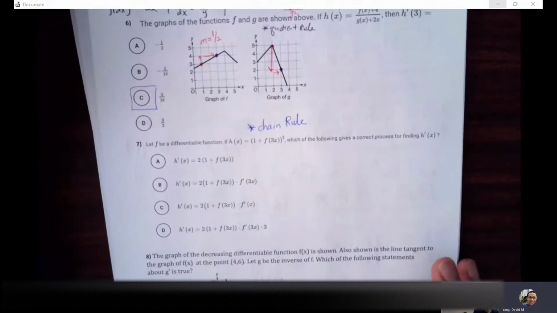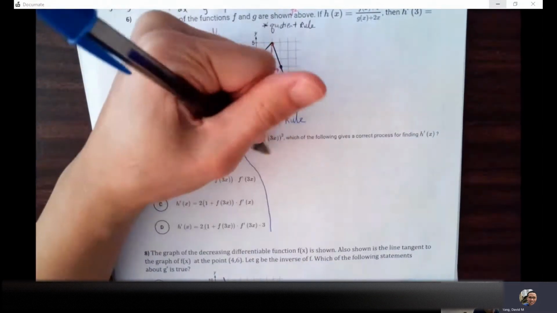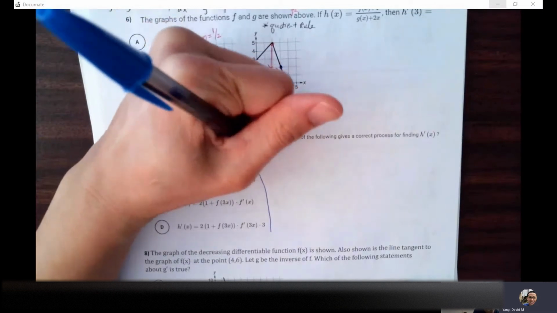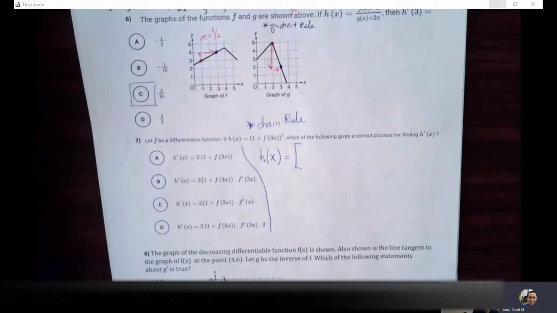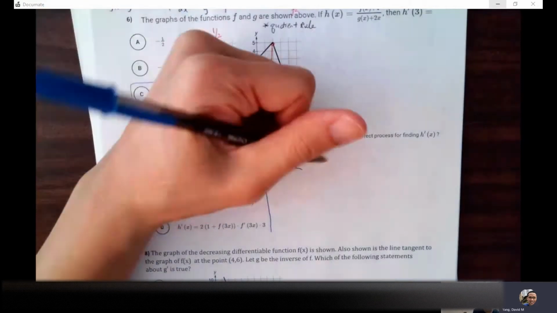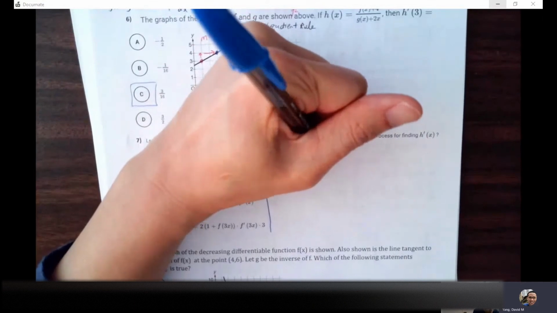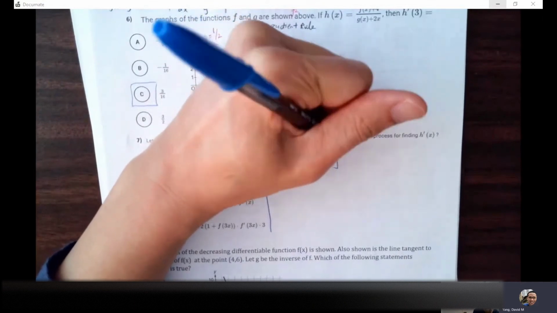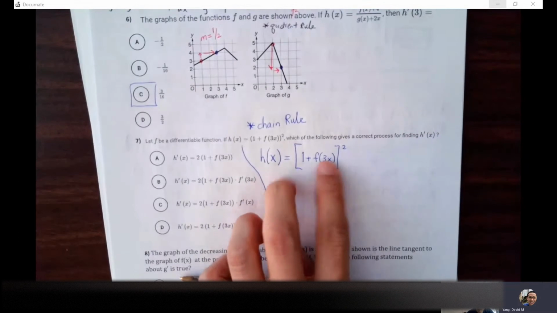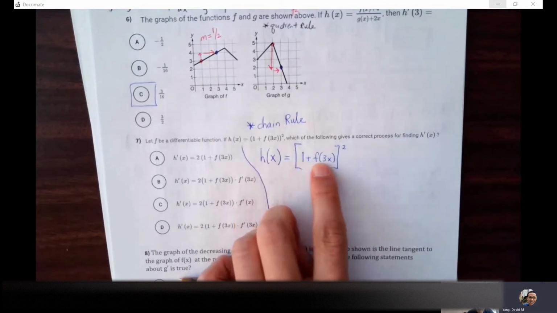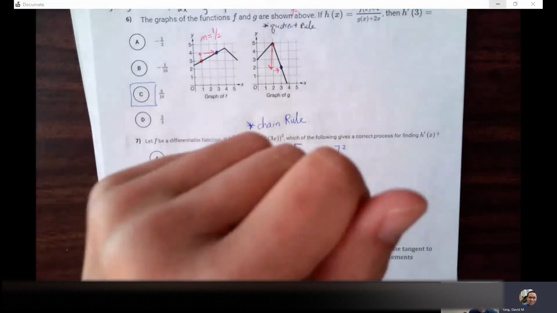So I'm going to rewrite this using brackets to help us see the various parts within each of these terms here. I'm going to use a bracket here to represent the outer portion. So my outer portion is that bracket squared. The next function in is 1 plus f of parentheses, and the innermost function is 3x. So I'm going to identify each of them here.